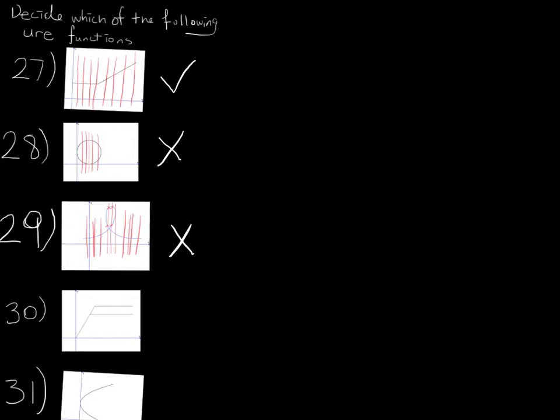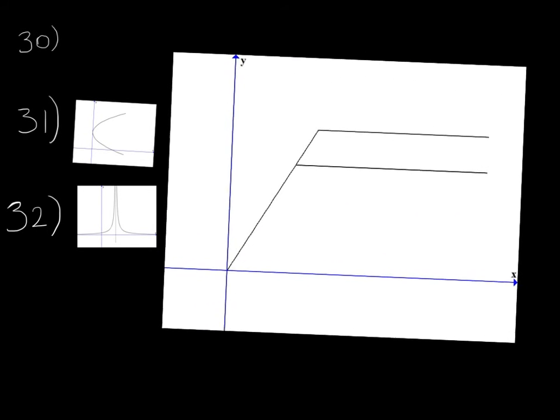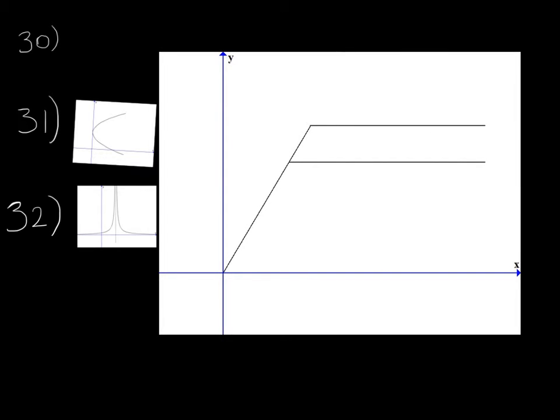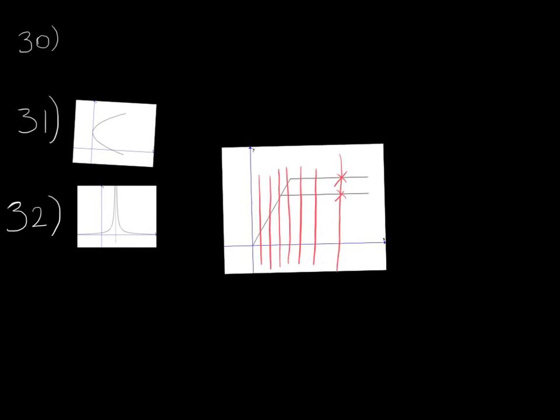Let's go ahead and move on to number 30. You can probably guess already that this is not a function, but let's go ahead and draw some lines. Drawing vertical lines, things are looking good so far, but as soon as we pass this point, we start hitting the function multiple times. Notice this line hits the function at 2 places. So this line hits the curve at 2 places, so this is not a function.